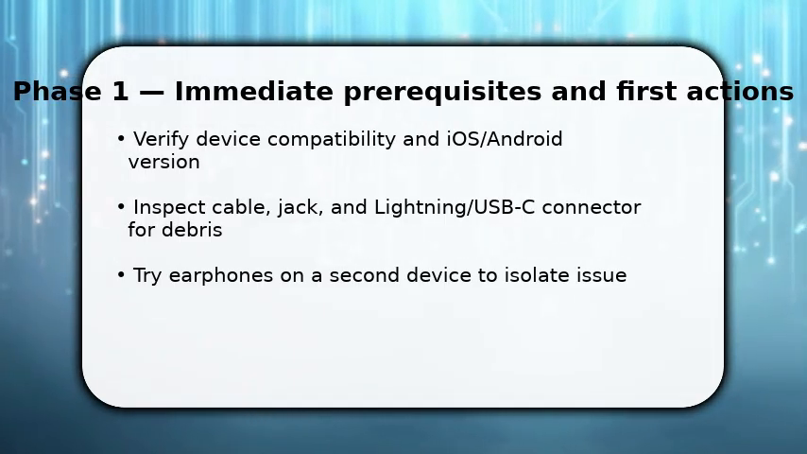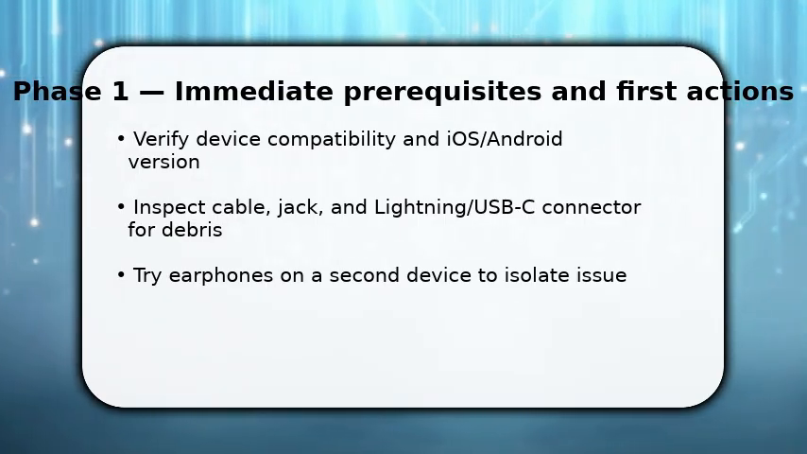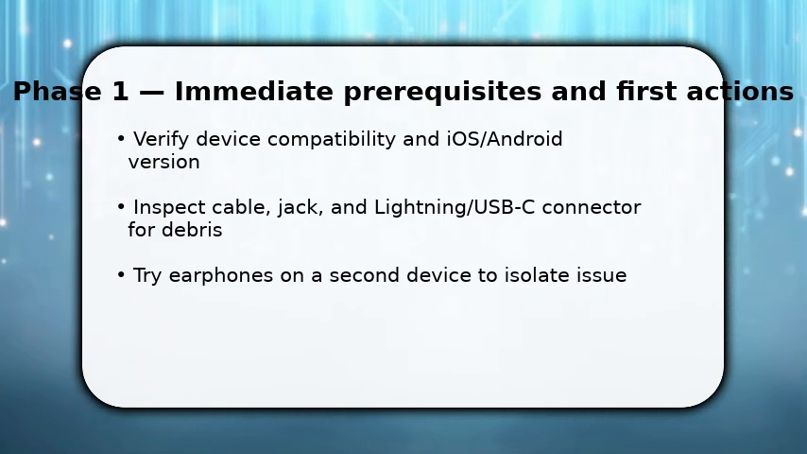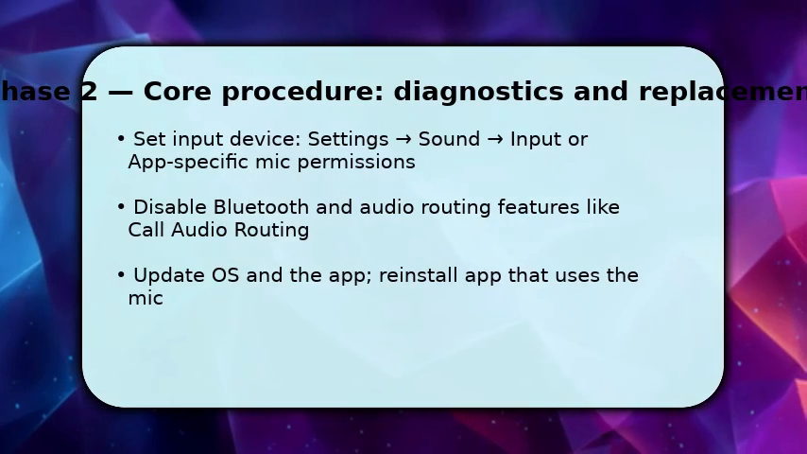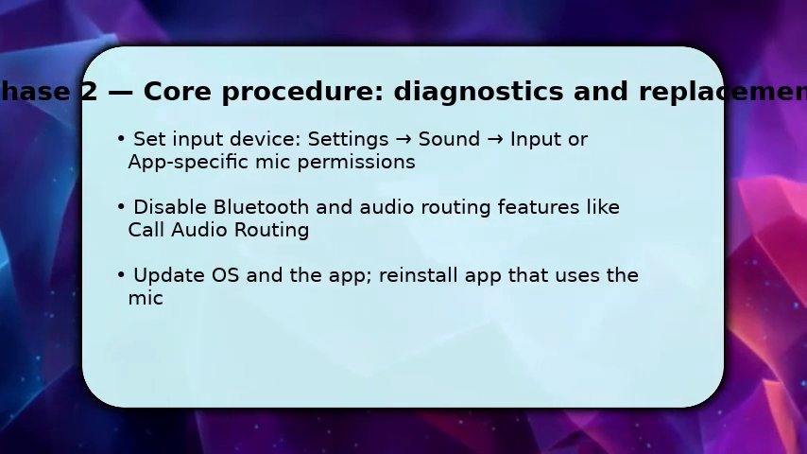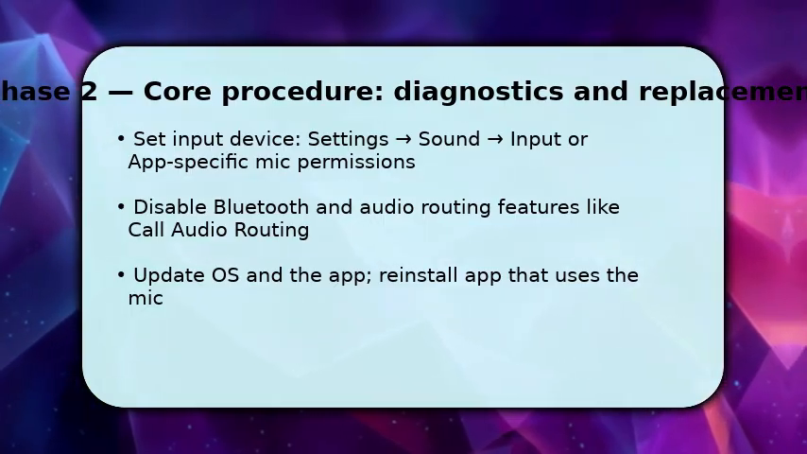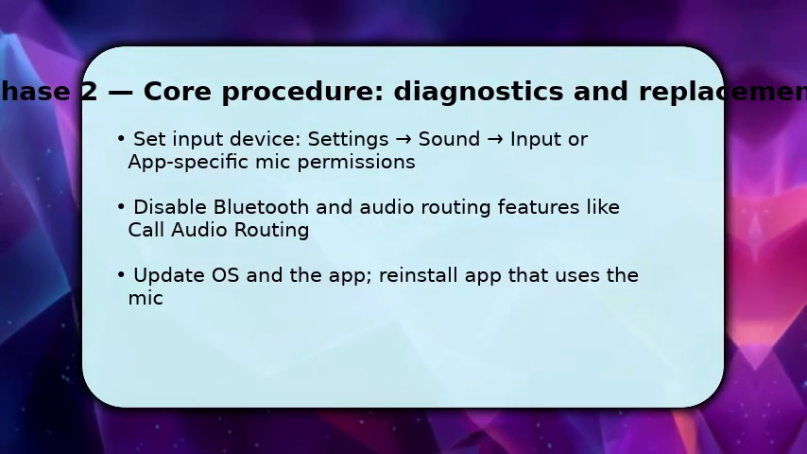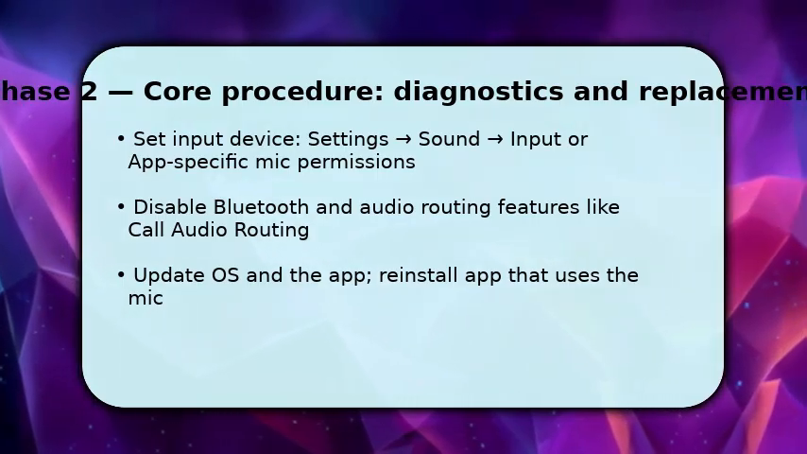Once done, power cycle your phone and disable Bluetooth to force a wired connection, making sure the phone recognizes the headset input. Now you dive into Settings. Open Sound/Input or App Permissions and explicitly select the headset mic. Mobile apps often need permission toggled. If your phone routes audio via Bluetooth, disable Bluetooth so the wired mic is chosen.